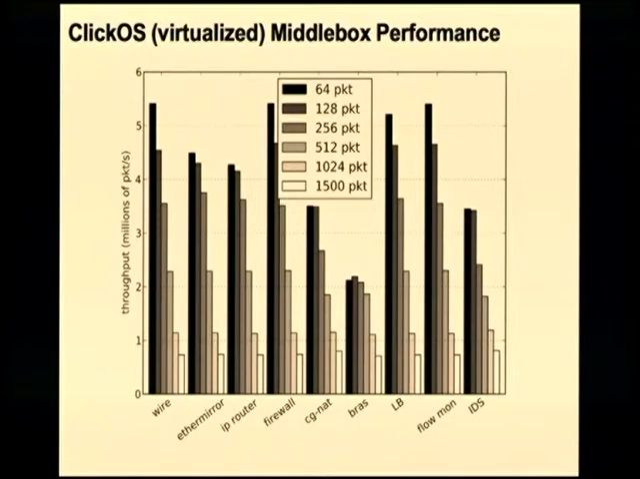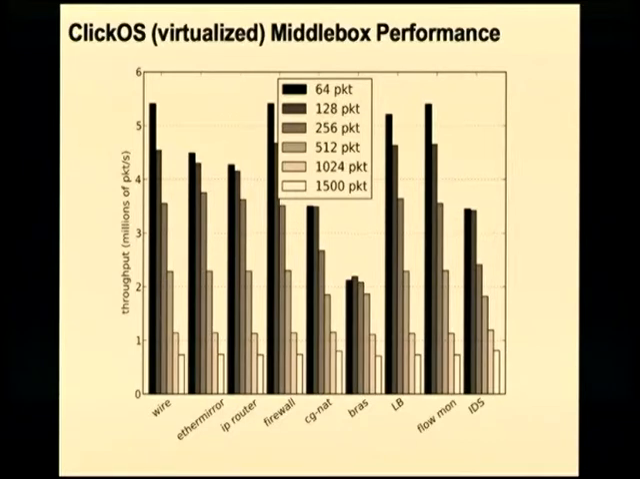So this is actually my favorite graph, when we run middleboxes on ClickOS. The first one is just packet forwarding, so it doesn't touch the packet. The second group of bars is an Ethernet mirror. Basically, it swaps source and destination MAC addresses and forwards the packet back. The third one is a standards-compliant IP router. The fourth is a firewall loaded with 10 rules. Then a carrier-grade NAT, which has, I think, 10 flows with randomized ports.